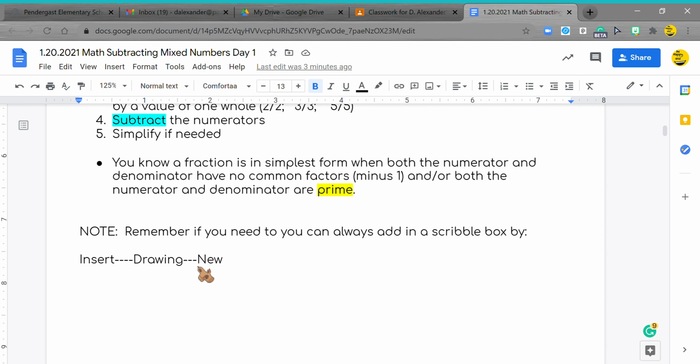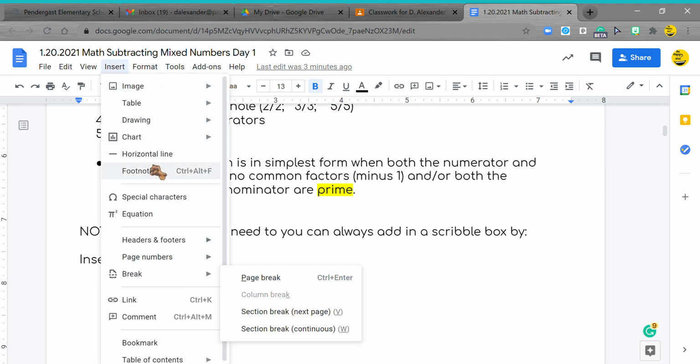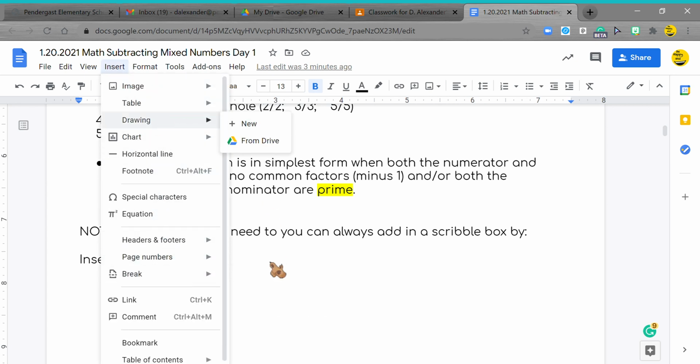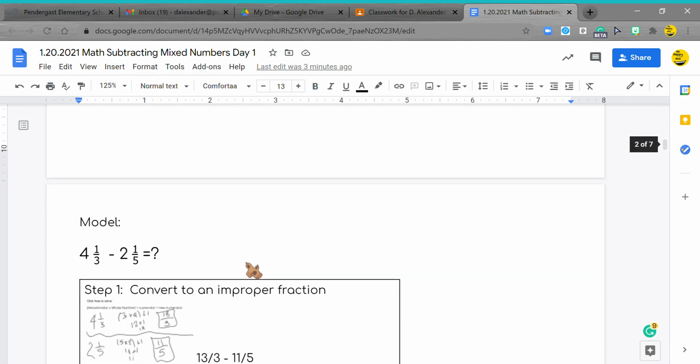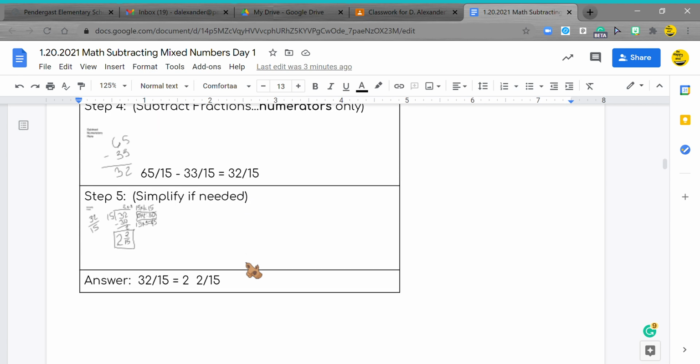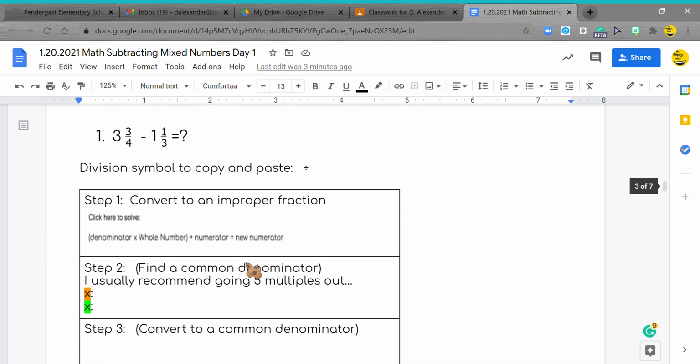Okay, if you need a scribble box, you come up here, hit Insert, Draw, New. Make sure you know where your cursor is so you know where your box is going. So we've done the model problem. Now we're going to do problem number 1.